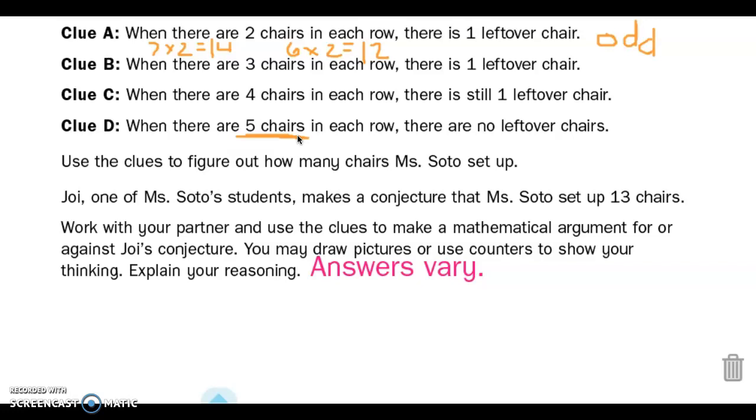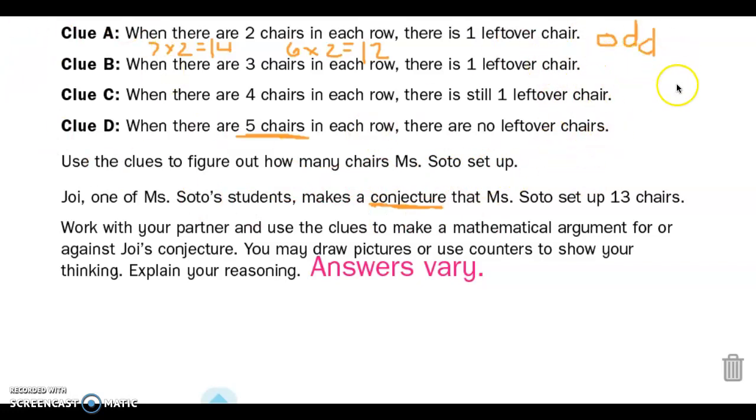Okay, then it says Joey, one of Miss Soto's students, makes a conjecture that Mrs. Soto set up 13 chairs. What is that word, conjecture? Maybe it's something like you've heard of before. Well, a conjecture is an educated guess or a claim, we can call it. So it's kind of, he made a guess using these clues, educated guess.